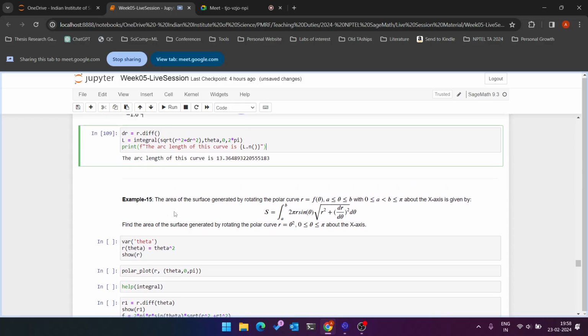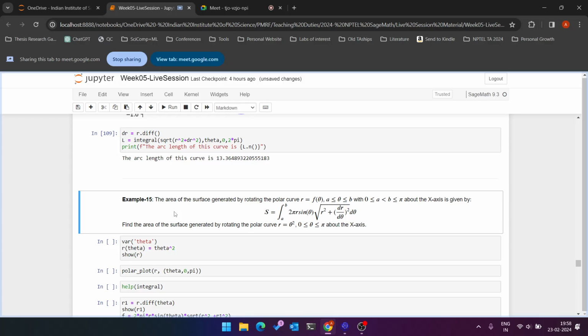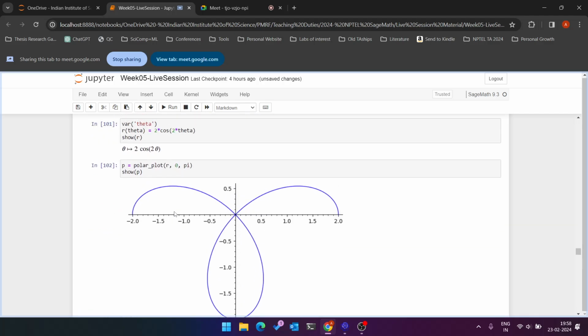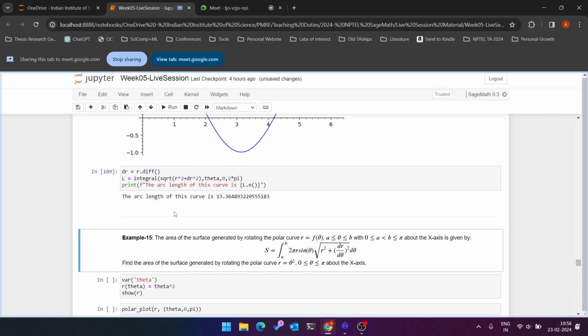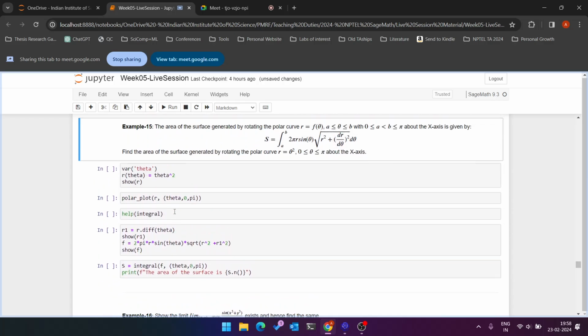Okay. So far I think most problems have been straightforward, application of all the different formulas and integrals that we have seen. Now we have a few specific problems. So suppose we are interested in calculating the area of surface obtained by rotating a polar curve about the x-axis.